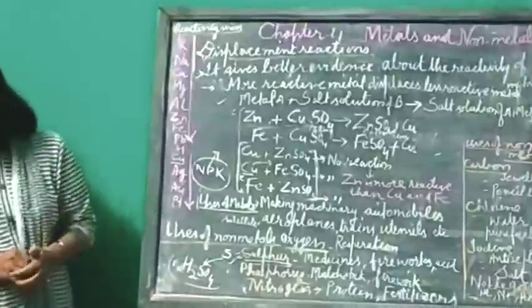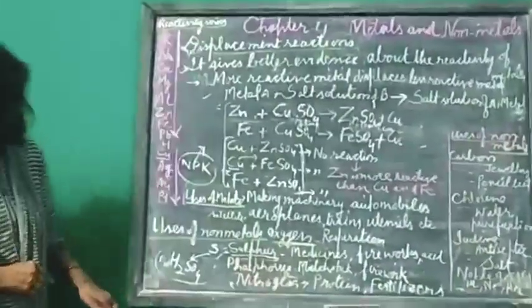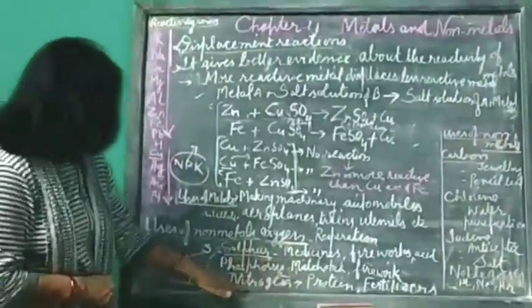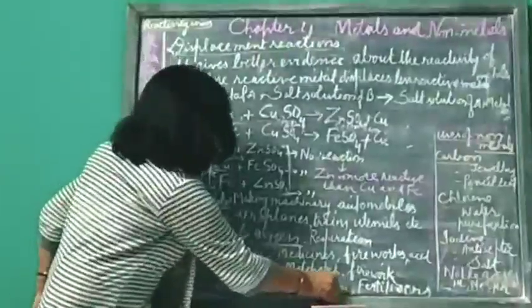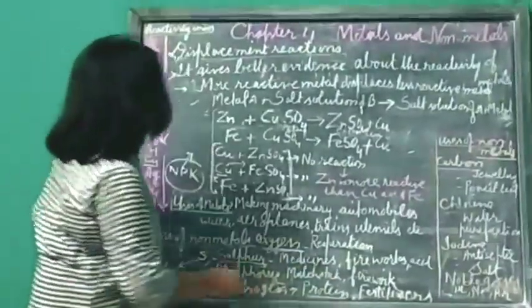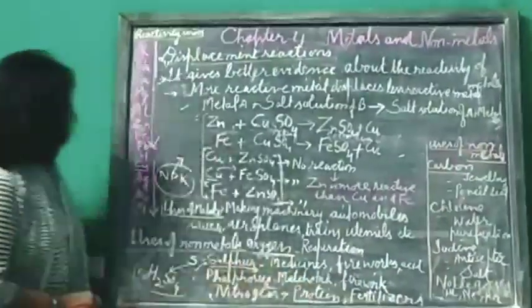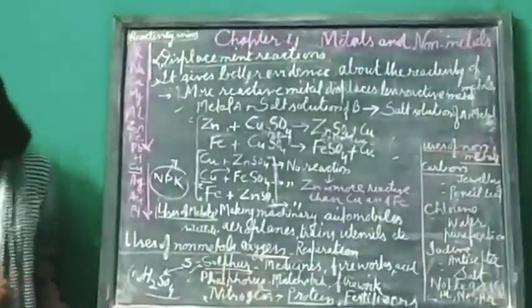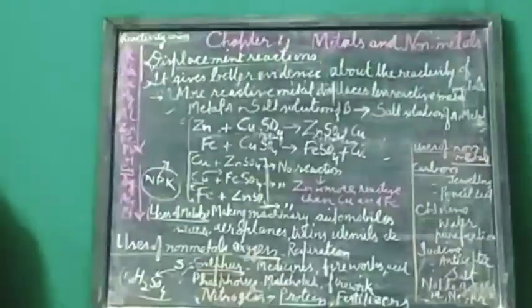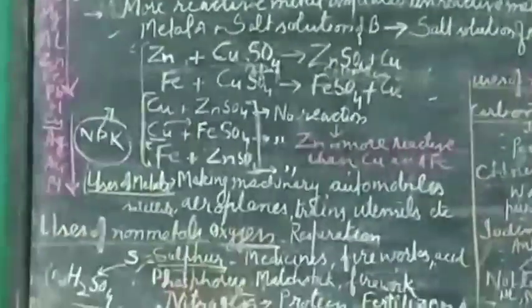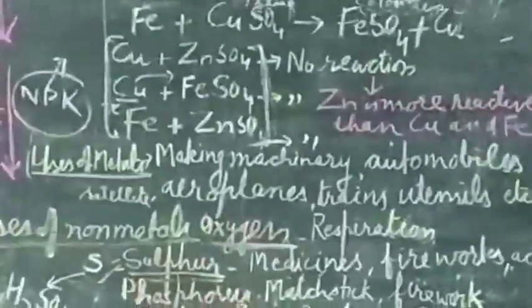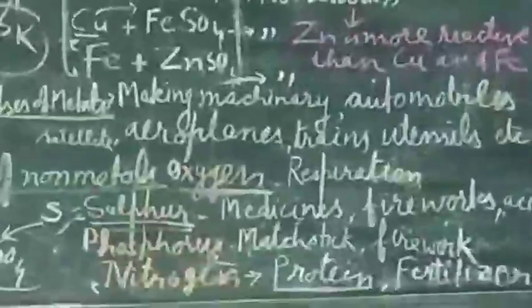Now the next non-metal is nitrogen. Just you can see here, nitrogen. It is used in protein and again it is used in fertilizers. Why have I written protein? You know very well, plants use nitrogen to prepare protein, an essential ingredient of our food.